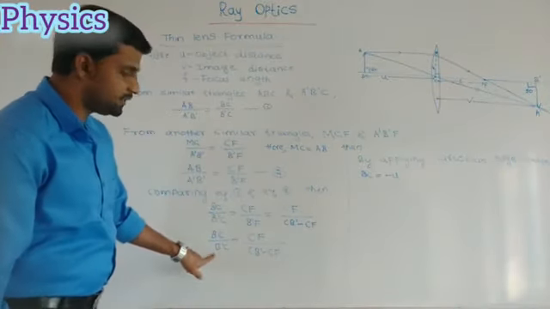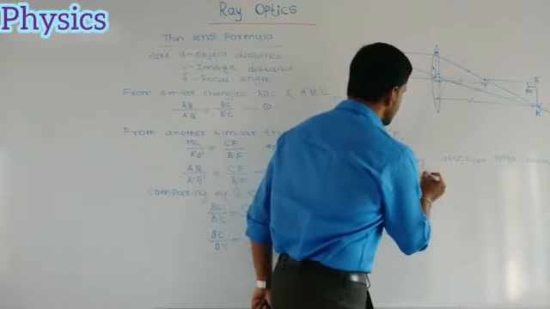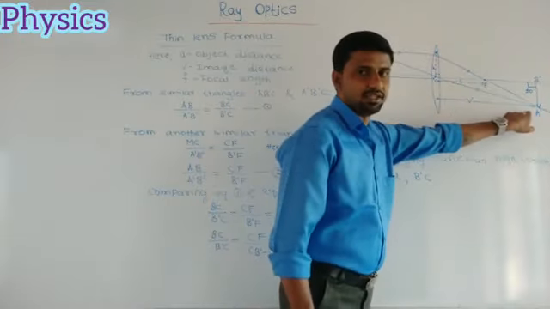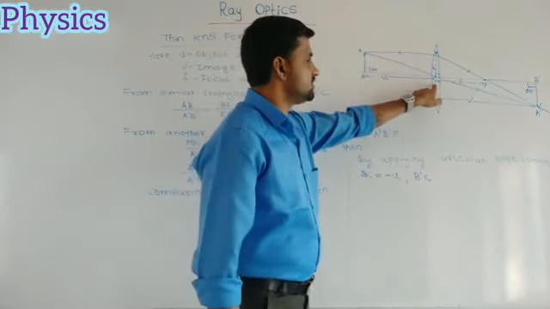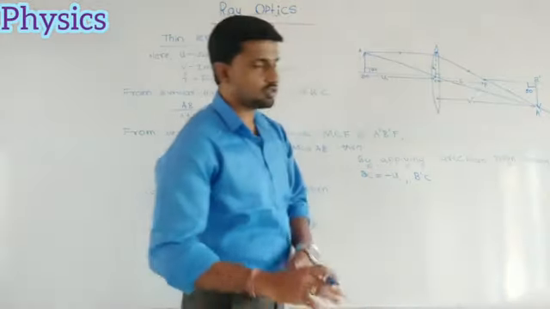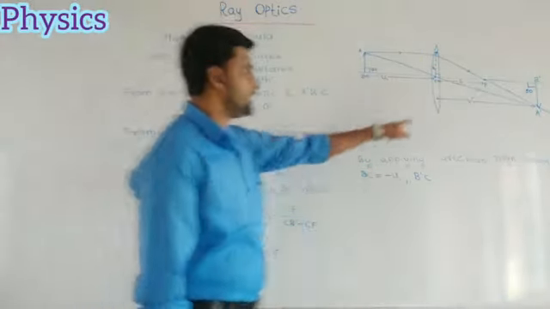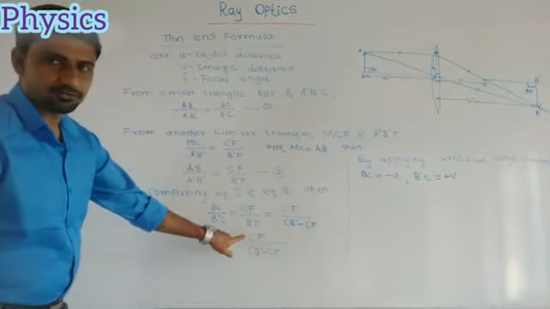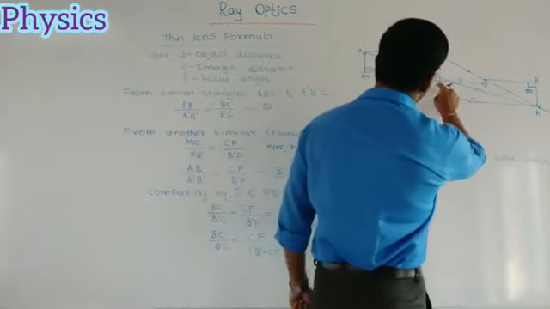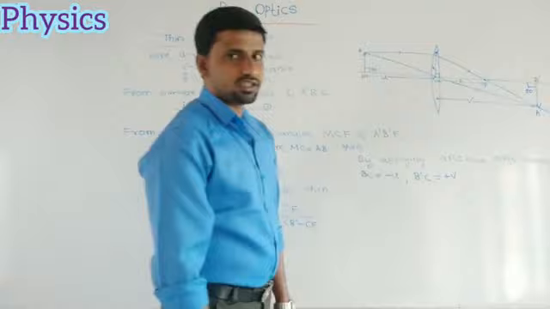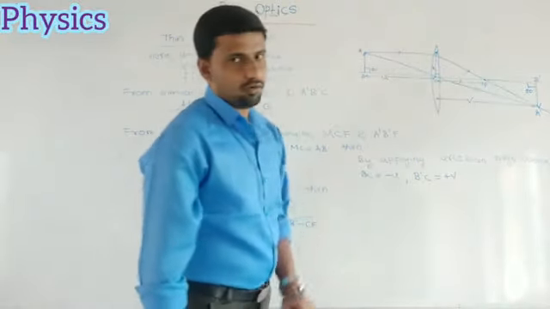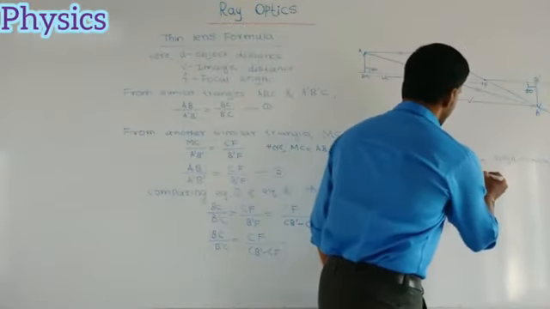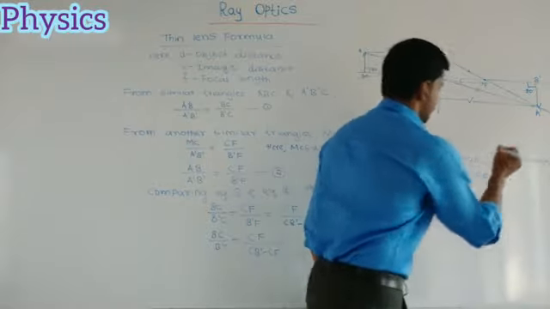And the distance B dash C is the distance from the optical center to the image, and this distance is in the same direction as the incident ray of light, so that distance is positive. So B dash C I can write as plus V. And CF is the distance from the optical center to the focus. Here also the distance is in the same direction as the incident ray of light, so it is positive. So I can write CF is equal to plus F.